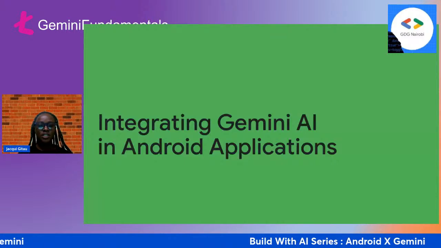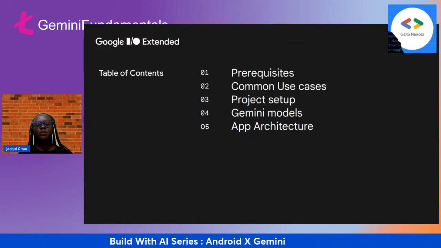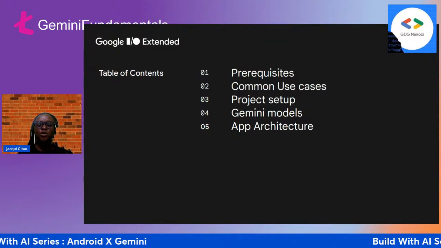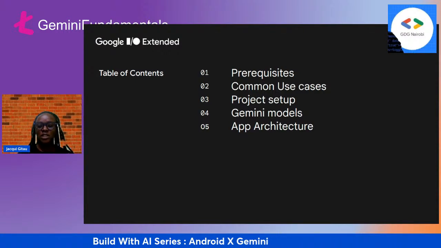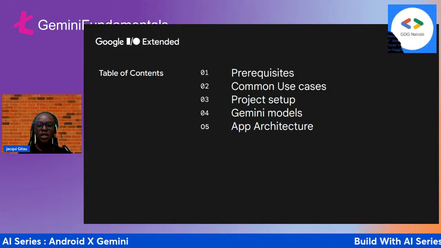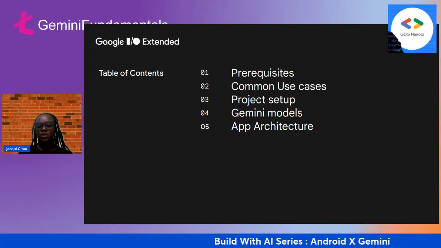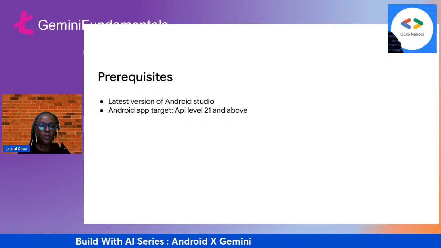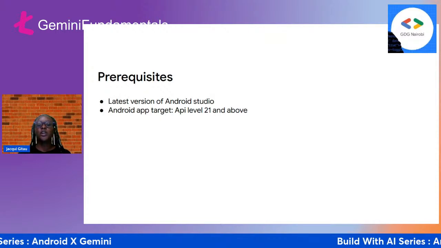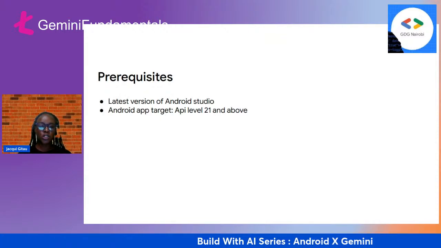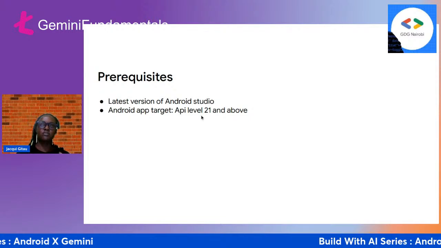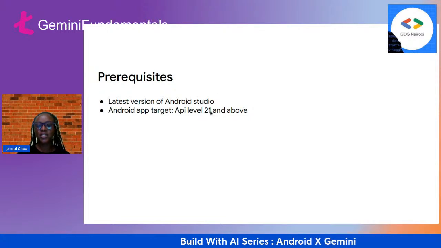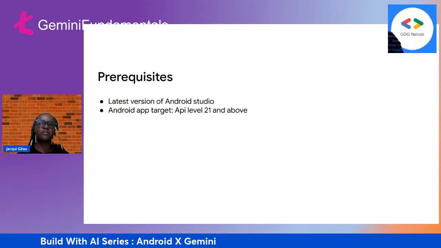So today's session is on integrating Gemini AI in Android applications. I'll go through a few prerequisites and then some common use cases for integrating the Gemini model, and also a few things on project setup. Then I'll talk a bit about the Gemini model and the app architecture, and how I developed my application. A few prerequisites that you need: first of all, you need to have the latest version of Android Studio installed on your laptop. And then you have to target an API level of 21 and above. That is for the kind of phones that you want to target.